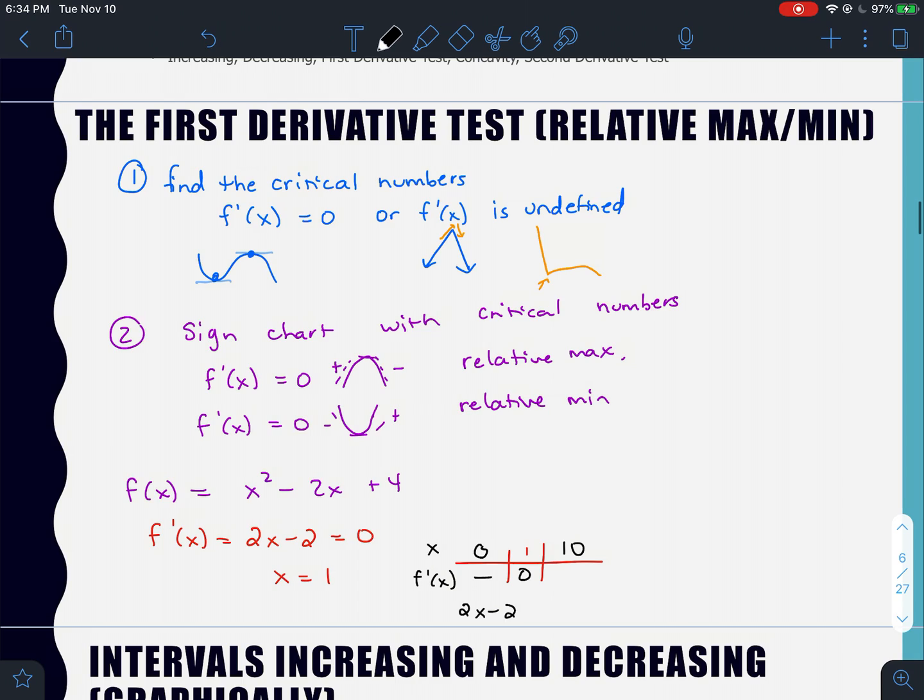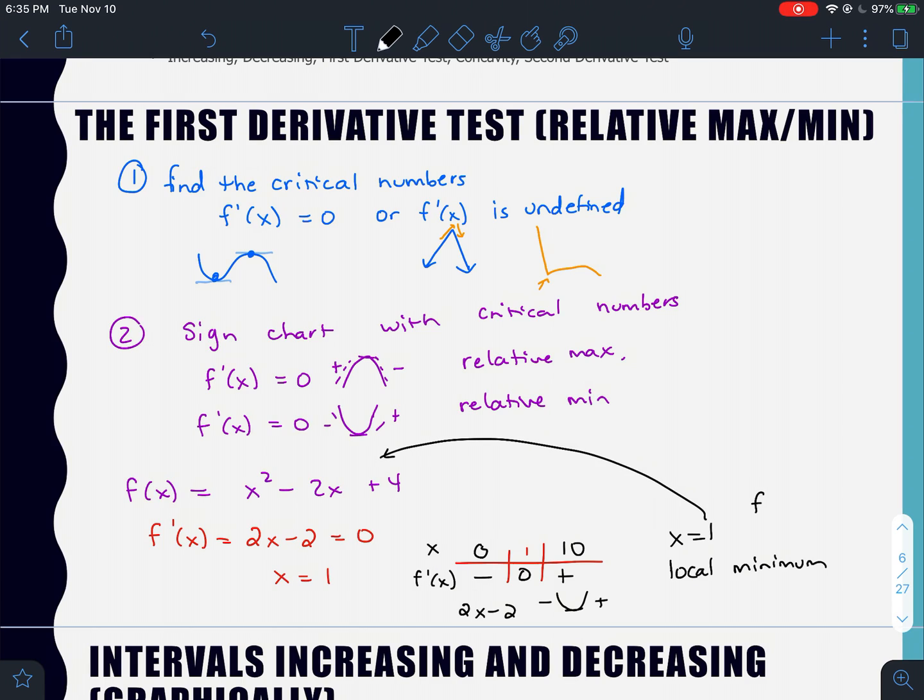And then you test numbers before and after that. So I could test 0 and 10. If I plug 0 into the derivative, I get negative values. And if I plug 10 into the derivative, I get positive values. So the derivative goes from negative values to positive values. So the function was decreasing, then it's increasing. So at x equals 1, you have a local minimum.